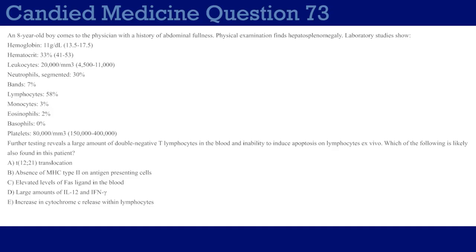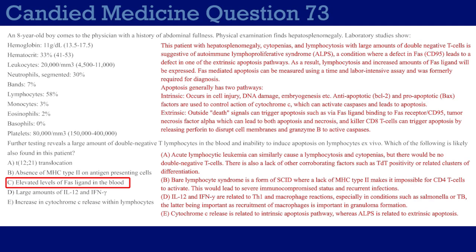In ALPS specifically, you typically see these double negative lymphocytes, which normally wouldn't survive the T cell maturation process. Like I said, it's because of a defect in the Fas receptor. In order to activate Fas normally, you need Fas ligand. Because in these patients you have a defect in Fas, you will actually have elevated levels of Fas ligand in the blood. So choice C is the correct answer.